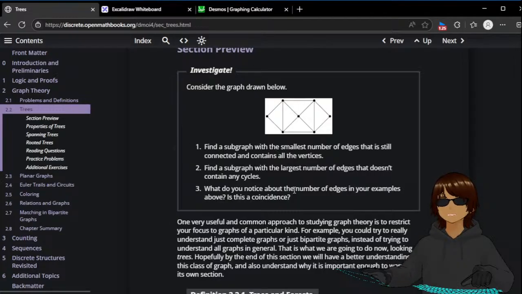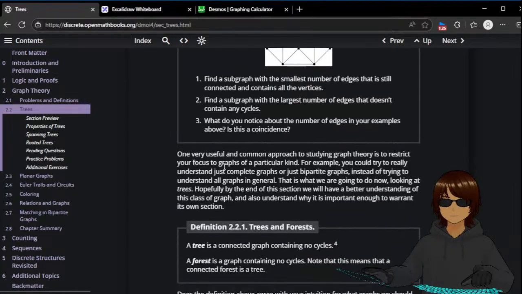What do you notice about the number of edges in your examples above? Is this a coincidence? The number in both cases is 6.